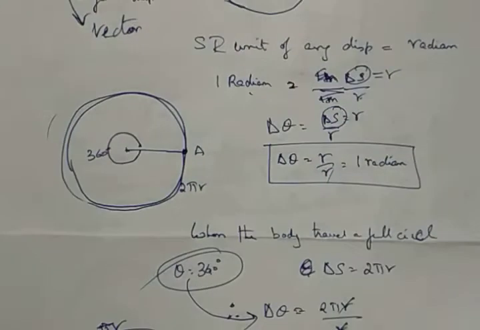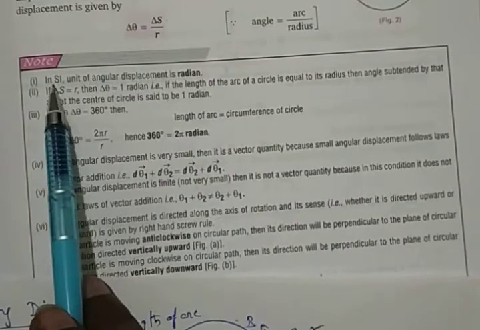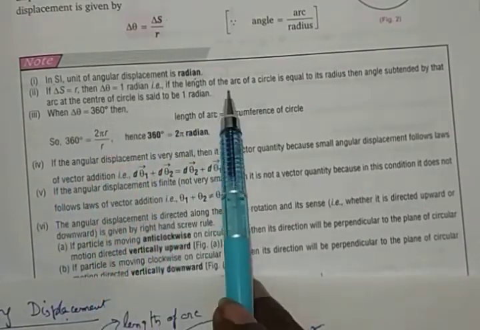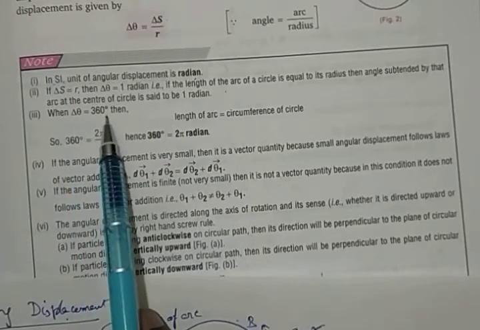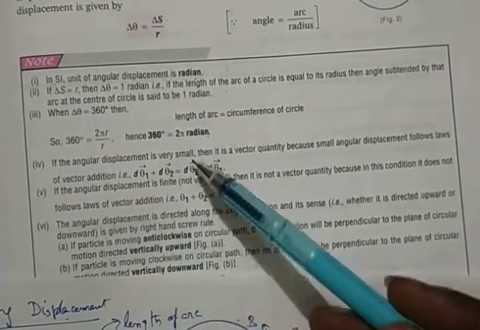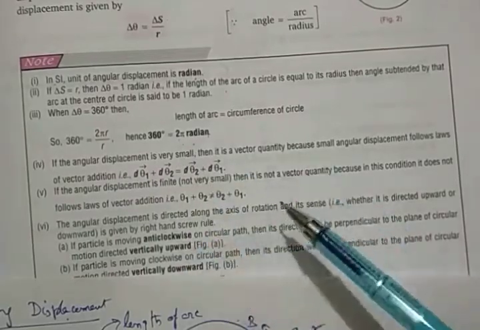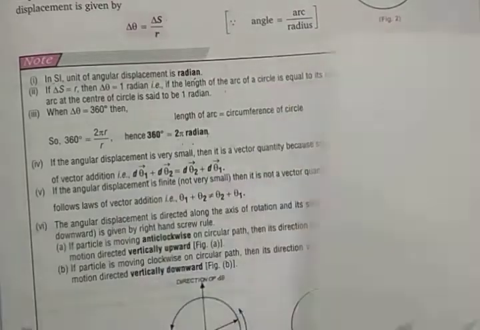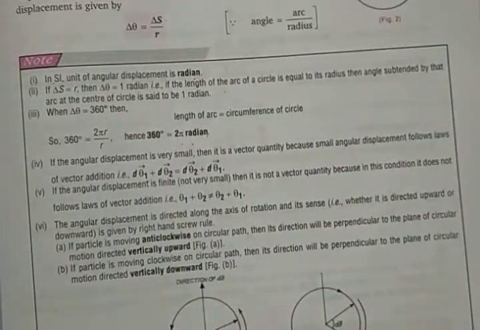Please remember that. Now, here you have a note which is given here. All that I said is here. SI unit of angular displacement is radian. What is 1 radian? Its definition is given here. When theta is equal to 360 degrees, 2 pi radian. And I went on to say about pi radian and pi by 2 radian. It is there. Okay. Lastly, what is the direction of angular displacement? Write down.